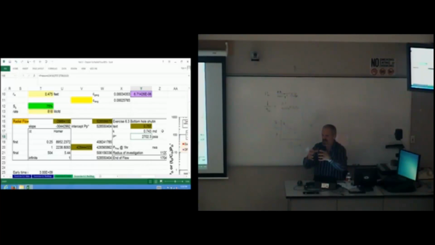It's a mechanical skin. It's not the skin that we showed in class where we have a mud invaded zone. It's not a damaged skin, but it'll show up as a high positive skin. I've seen ridiculously high skins, but typically it's some combination of formation damage and mechanical damage due to perforating the wrong zone, things like that. At one point you had mentioned partial penetration, so that you're getting hemispherical flow or something like that. That could show up as a skin.